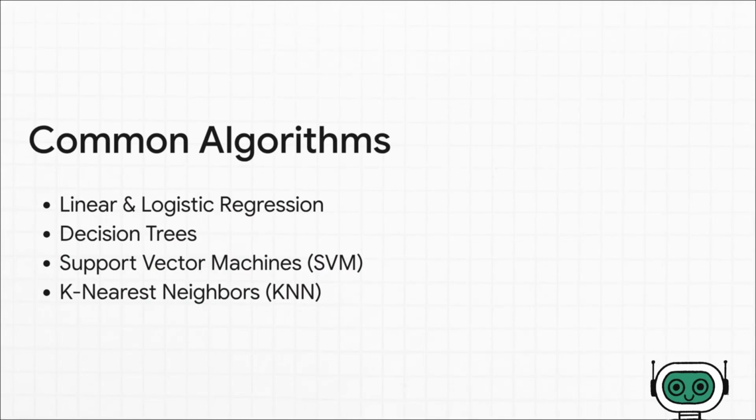To do this, people use a whole toolbox of well-known algorithms. You'll hear names like linear regression, which is great for finding straight-line relationships in data, or decision trees, which make predictions by asking a series of simple yes or no questions. We're not going to dive deep here, but just know these are the reliable workhorses for supervised tasks.